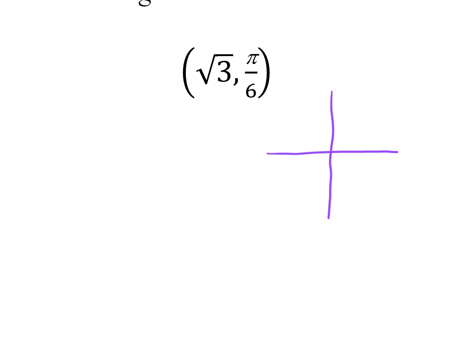All right, so where would square root 3, pi over 6 be? First quadrant. In the first quadrant, right? Pi over 6 would be here-ish, yeah? So this angle is pi over 6. My radius is square root 3.